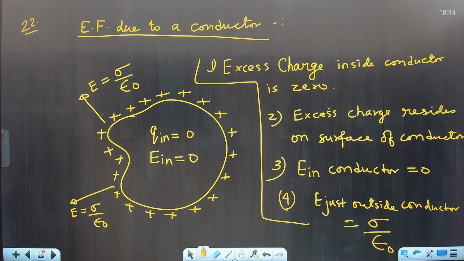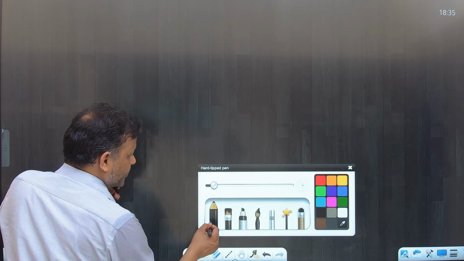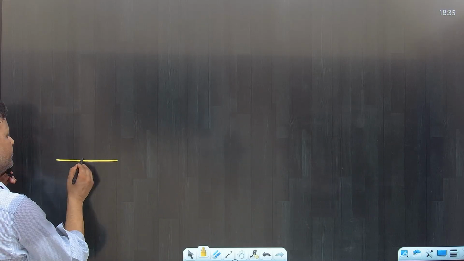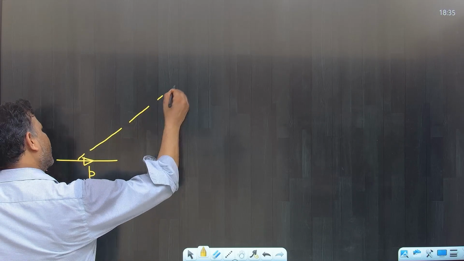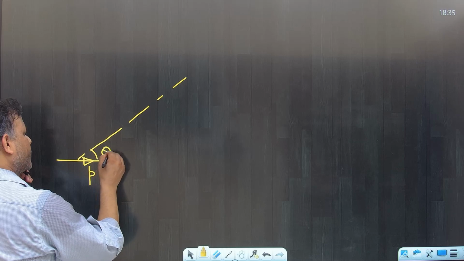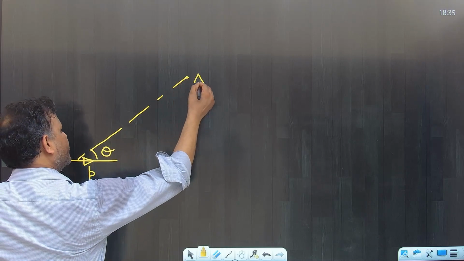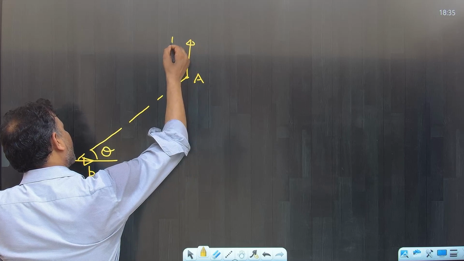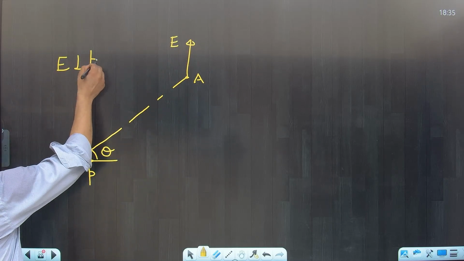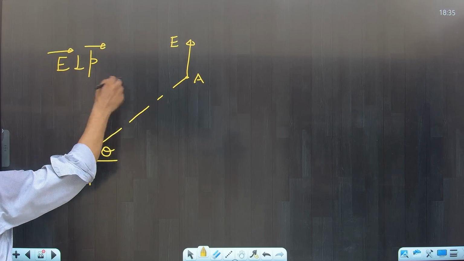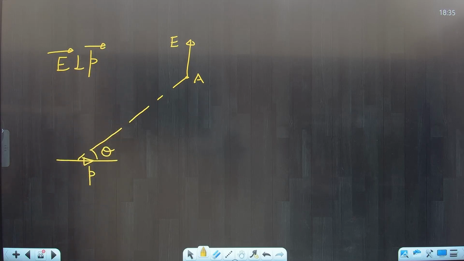Now come to electric field. There is one very interesting question. Suppose there is a dipole having dipole moment P. You have to find the position, the angular position of that point A, at which the electric field is perpendicular to P. You have to find the angular position of that point A.